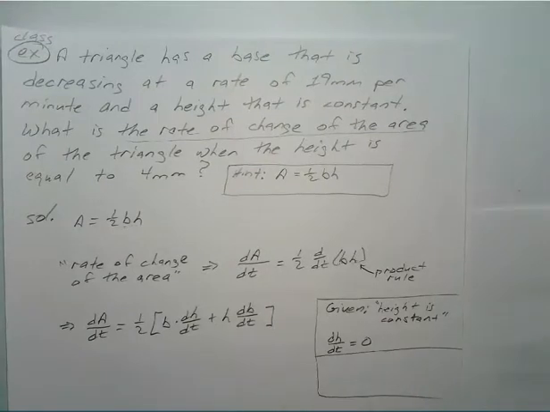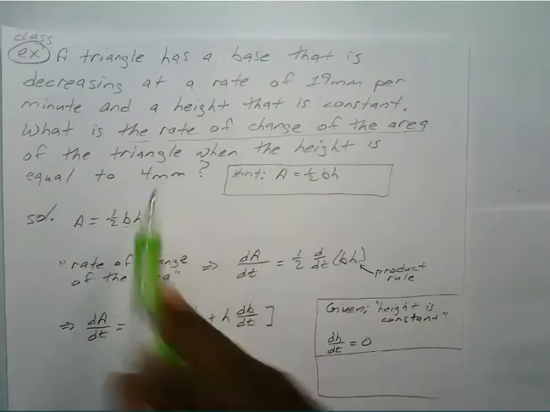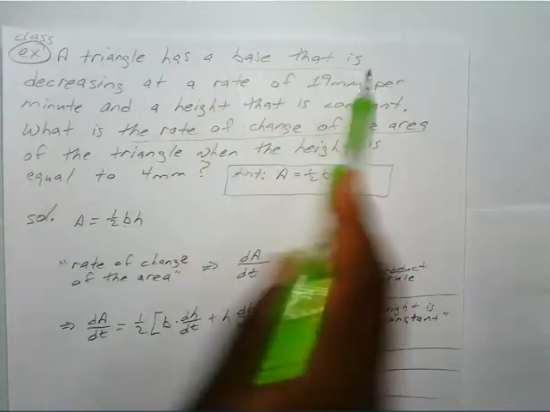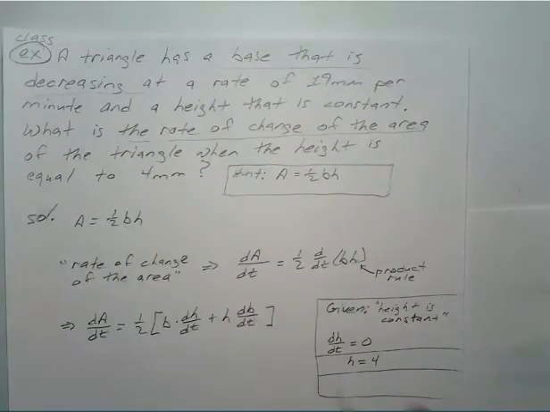Okay. Now we're looking for when the height is equal to 4, so your height is actually going to be equal to 4. And we know that the base is decreasing, so the rate of change of the base with respect to time, since it's decreasing, is going to be negative 19.